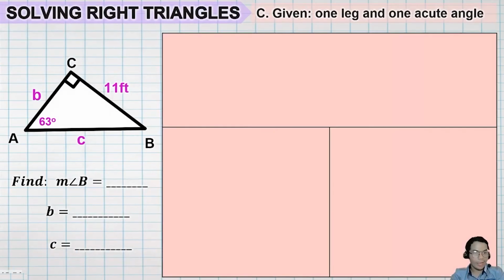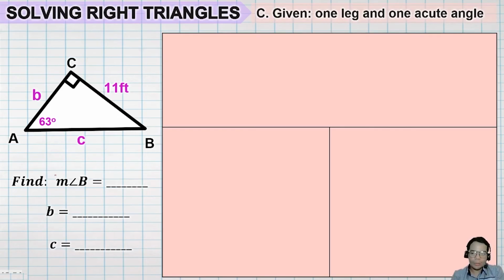Ito medyo iba na. Kasi as we read this one, the given here is one leg and also one acute angle. Hindi na sides yung unang binigay sa atin. Tig-isa. Isang acute angle and this given right triangle ABC. Angle A is given. That's already 63 degrees. And then we have also another given here, which is 11 feet. That represents our leg or one of the legs of this given right triangle. So, hindi na siya katulad nung kanina.